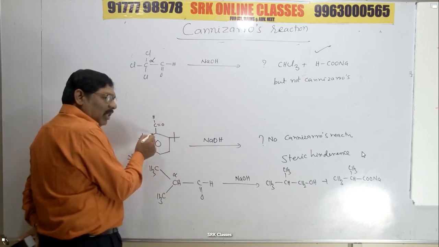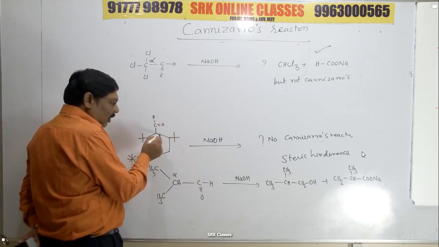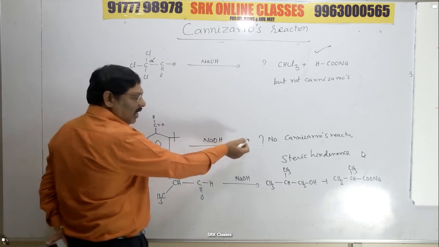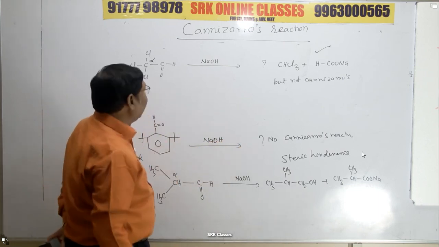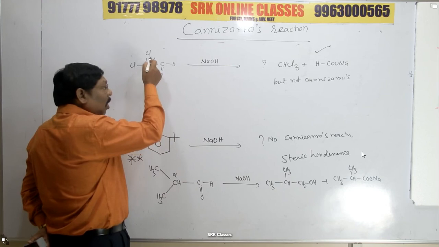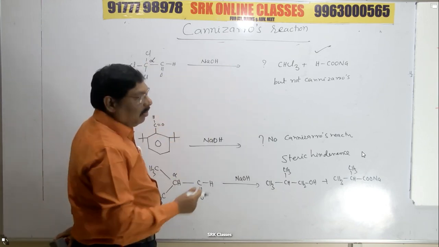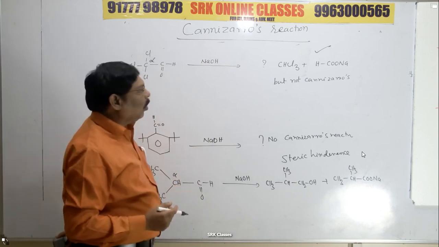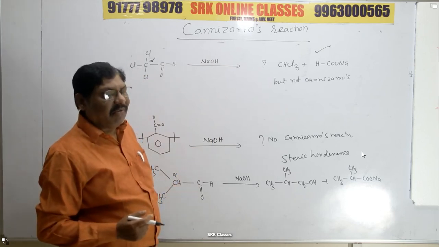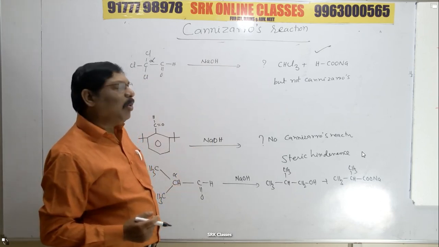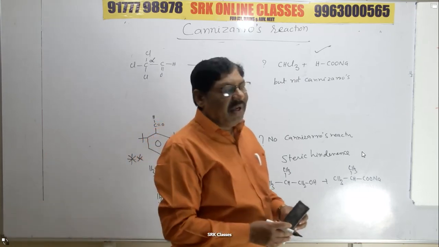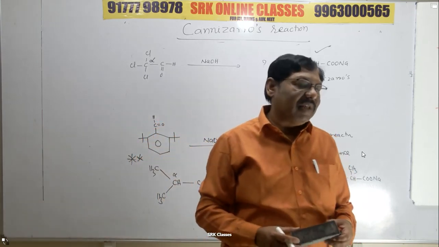Though alpha hydrogen is not present, Cannizzaro reaction is not possible because of steric hindrance. Here there is no alpha hydrogen. All three are exceptional cases where Cannizzaro products are not formed. Hydrolyzed products are formed, like chloroform and sodium salt of carboxylic acid. So that's a brief introduction to the Cannizzaro reaction and a few examples.